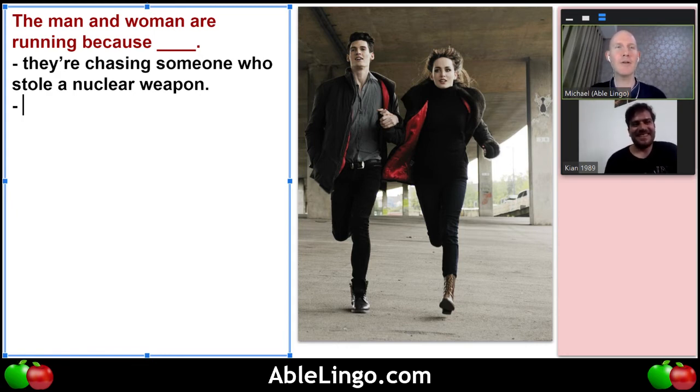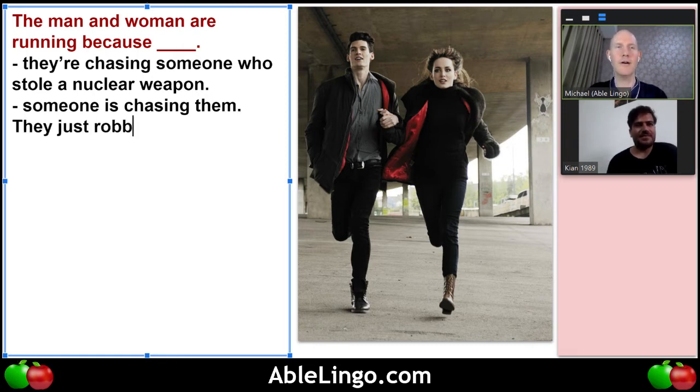The man and woman are running because someone is chasing them. Is that possible? Yeah. Someone is chasing them. They just robbed a bank. Ooh, maybe they're not secret agents. Maybe they are stylish bank robbers.